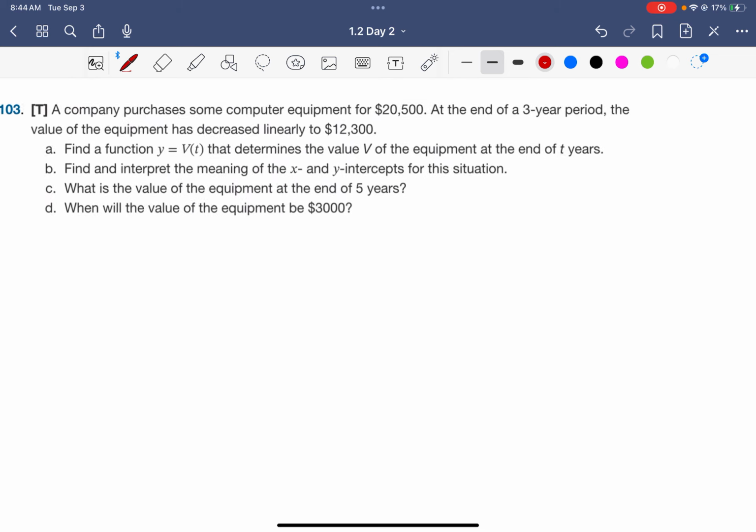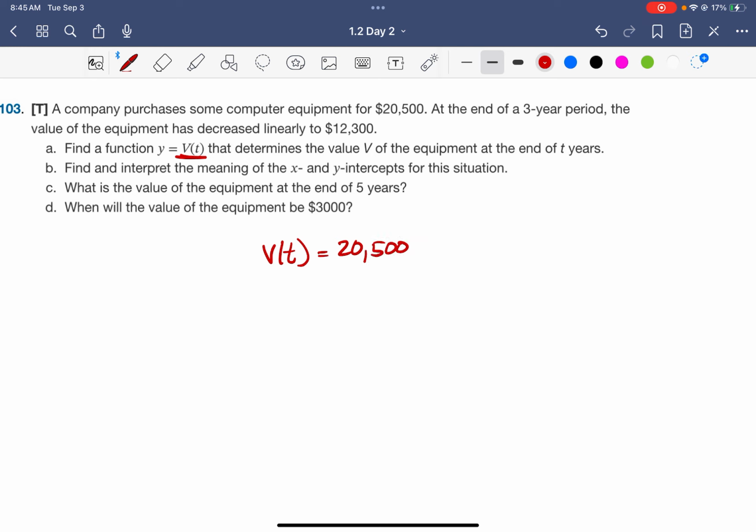Okay, 103. A company purchased some computer equipment for this much. At the end of a 3-year period, the value has decreased linearly to this much. So I'm going to have my value as a function of time, is what they want. It was originally 20,500, and at the end of a 3-year period, they say it decreases linearly. So I know it's going to be a line.